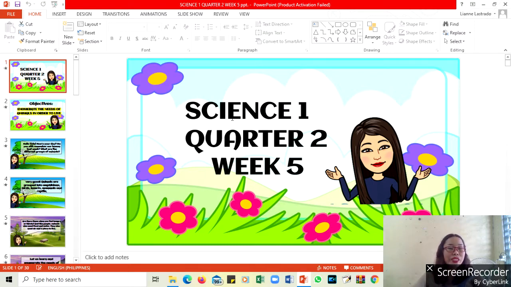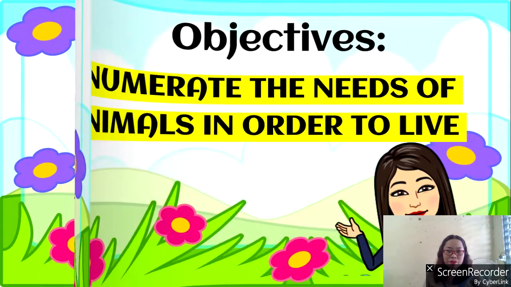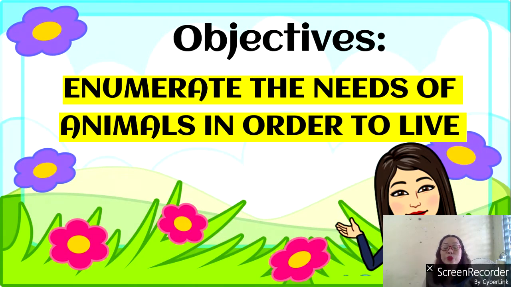All right, so we will discuss the continuation of our lesson last week. We're on week 6 actually, but since we left one topic during the first quarter, this lesson that should be for week 5 is discussed for week 6. All right, so I would like you to look at the slides. So our objective for this week's lesson is to enumerate the needs of animals in order to live.